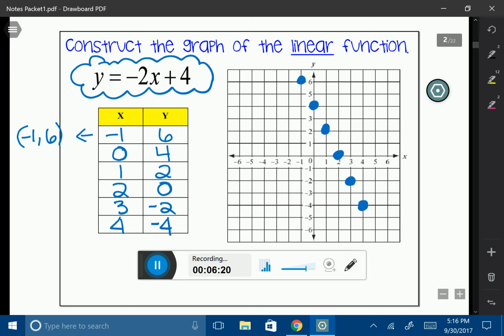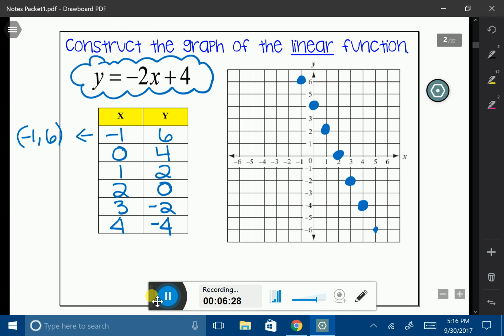Now, you will notice here that you're probably seeing a pattern with the dots, and you probably want to put another dot right here. Well, you're absolutely right. On our table of values, if you went down one more, you would have 5, -6, and you could put that on your coordinate plane.